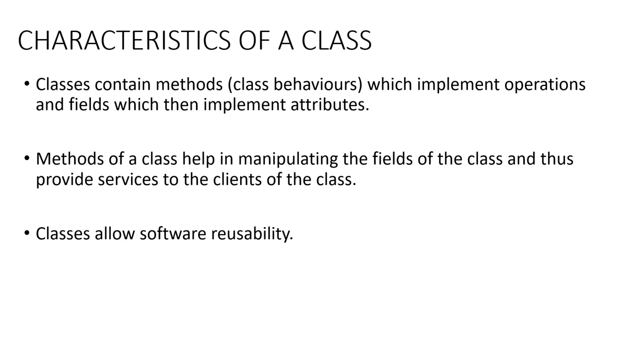Now let's go to the characteristics of a class. By now we know what a class is, so what are its characteristics? Classes contain methods. These methods are behaviors. So classes contain methods which implement operations, and fields, which implement the attributes. In a class, we have methods which implement the operations and fields. As we move on in the examples, you get to see this.